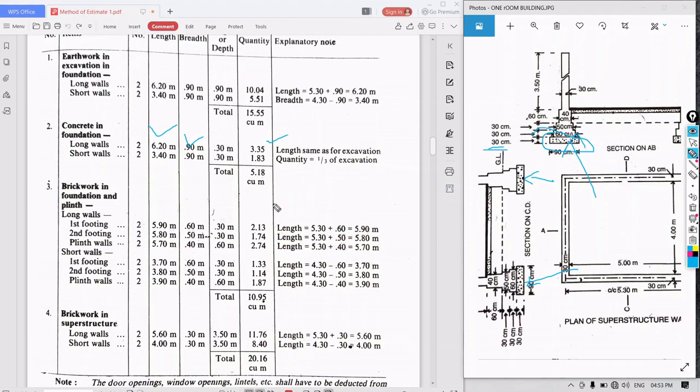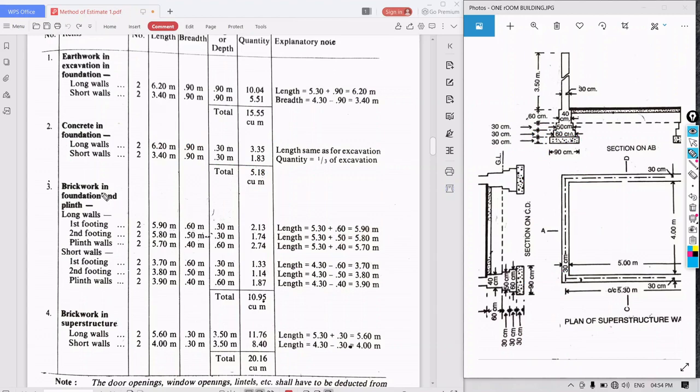Okay. Similarly, for short walls, the length will be 3.40, breadth is 0.90, depth is 0.30. If for short walls the foundation is changed, we have to change here. But luckily in this room, only one type of foundation is there. So 0.30. So multiply them and you will get the total, that is 5.18 meter cube. So we have estimated two quantities, that is earthwork in excavation in foundation and also concrete in foundation.